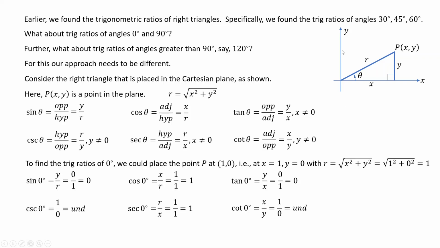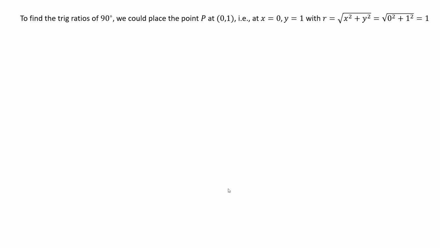Oh, okay, cool. What should we pick for y? We can pick any number, but without any loss of generality, let's pick 1. So we'll put the point P at (0, 1), and then go through a similar analysis. That's how we'll find all the trig function values for 90 degrees. When we do that, x is 0, y is 1, and r is the square root of x squared plus y squared, which once again turns out to be 1.